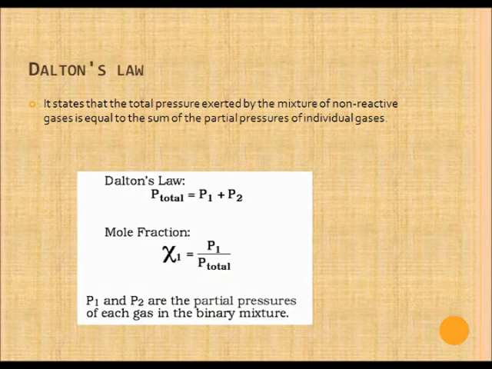Dalton's law. It states that the total pressure exerted by the mixture of non-reactive gases is equal to the sum of the partial pressures of individual gases. Here you can see the mathematical form: P total is equal to P1 plus P2. Here you can also see the formula of mole fractions, P1 over P total. P1 and P2 are the partial pressures of each gas in the binary mixture.